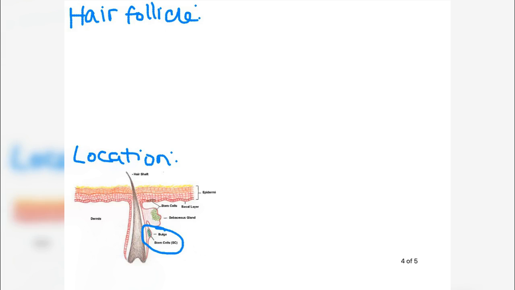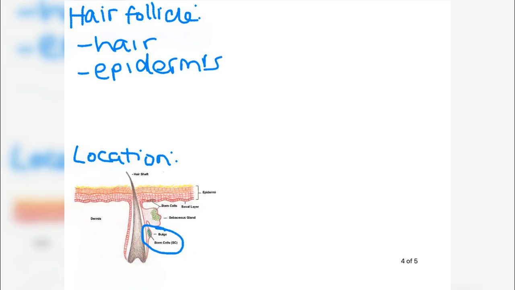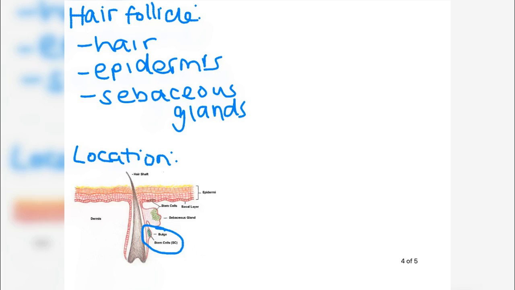Next, we have hair follicle stem cells. And hair follicle stem cells differentiate into cell types of hair, the epidermis, which is the outer layer of the skin, and the sebaceous glands. Hair follicle stem cells are primarily found in the bulge region of hair follicles, shown here.